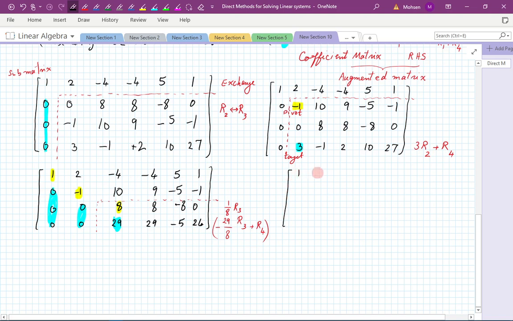So I have 1, 2, minus 4, 5, 1, and 0, minus 1, 10, 9, minus 5, minus 1, 0, 0. Now this becomes 1, 1, minus 8, excuse me. Of course, that's also divided, all of them divided, 0. And this is 0, 0. This is still 29, 29, minus 5, and 24.